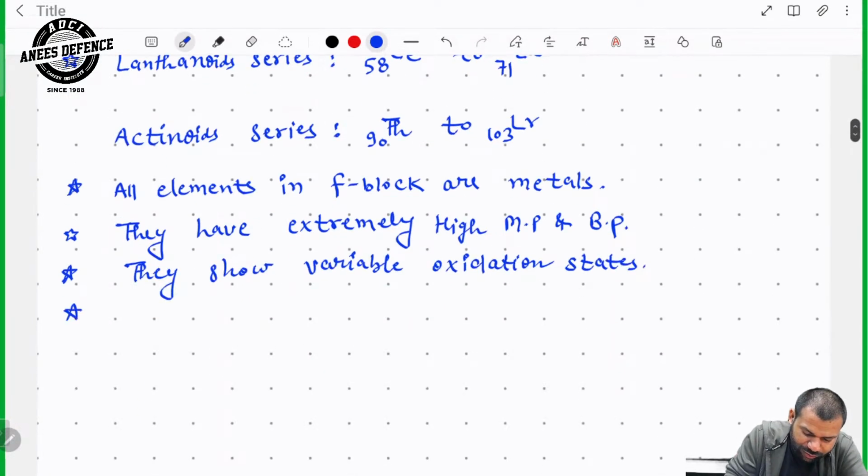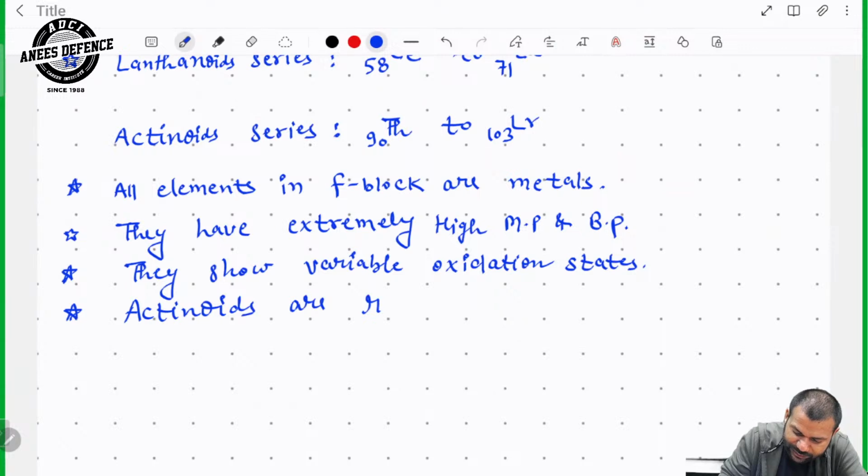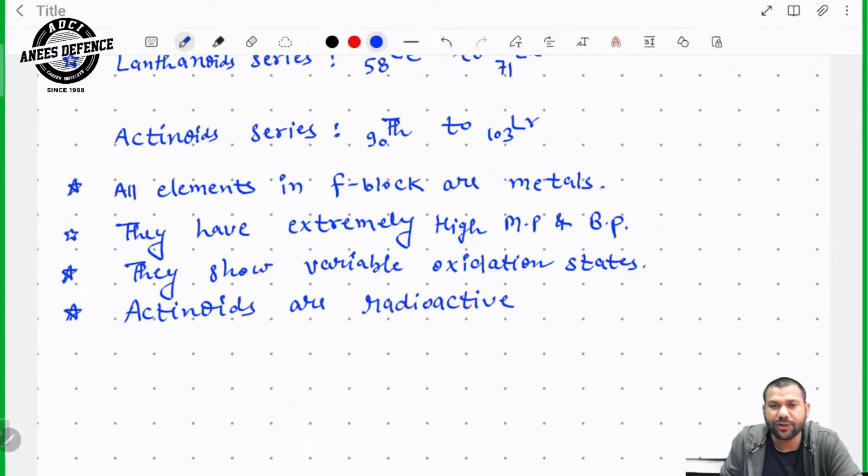And in these two series, actinoids are radioactive. Actinoids are the elements in actinoid series, and lanthanoids are the elements in lanthanoid series. So when we are calling actinoids, it means we are talking about elements in actinoid series, and all the elements in actinoid series are radioactive elements.